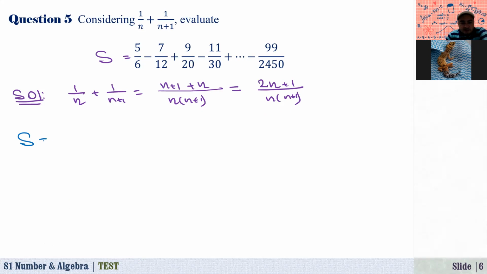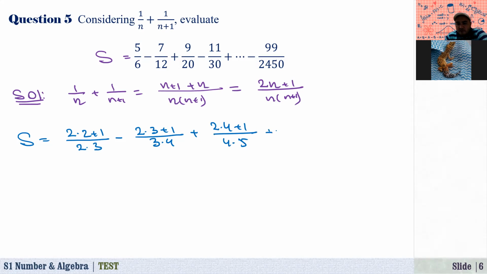So s is equal to 5 over 6, right? I can write it as, this 6 is 2 times 3, so I can write it as 2 times 2 plus 1 over 2 times 3. And how about 7? 2 times 3 plus 1 over 3 times 4. Plus, how about 9? It is 2 times 4 plus 1 over 4 times 5.